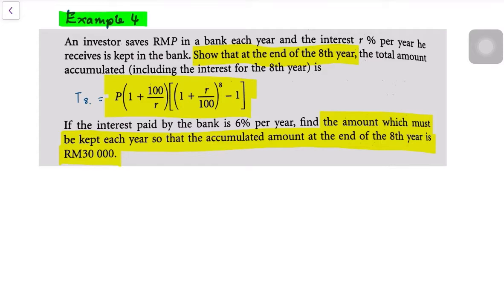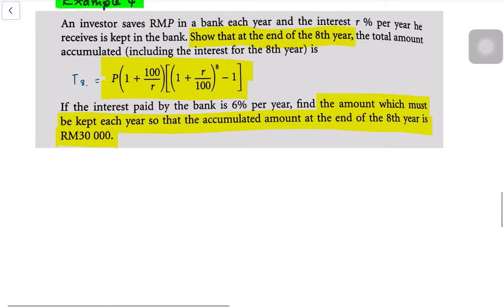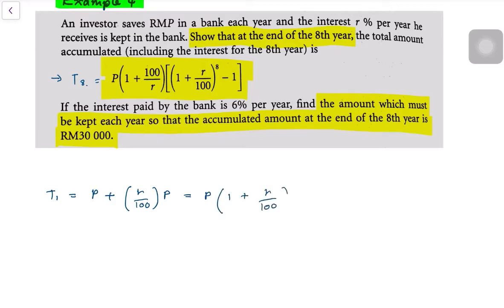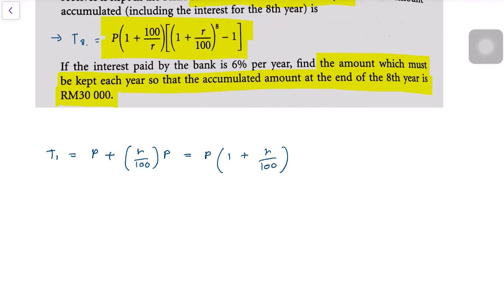So the first thing that we're going to do is, of course, find the first three terms in order to identify the eighth term. Since this is some kind of investment, our T1 should start a year after the investment had been made. So we should have P plus the interest, which is R over 100 multiplied with P. Then from here we can factorize P as having 1 plus R over 100. So this is the expression of our T1, which is our first term.